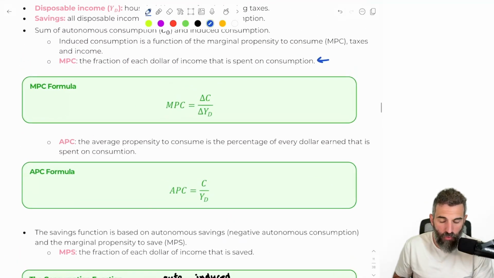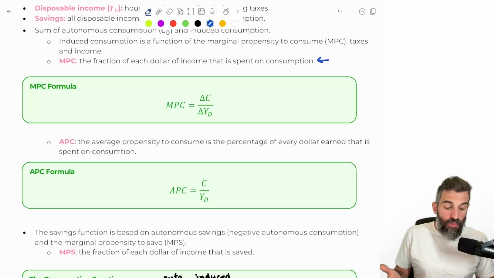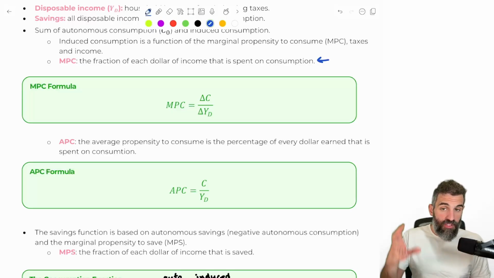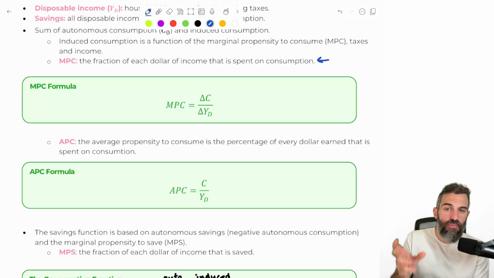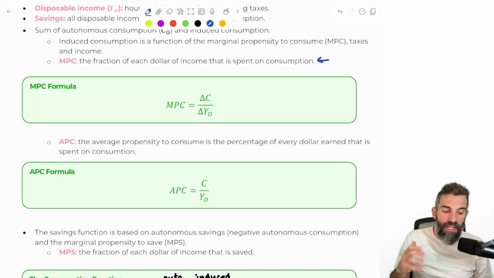You have a few small formulas here, probably less important, but still you should know them. MPC, how do you actually calculate the marginal propensity to consume? It's just a slope. It's the change in consumption over the change in income. And then APC, which stands for the average propensity to consume. This is the percentage of every dollar that you earned that is spent on consumption.